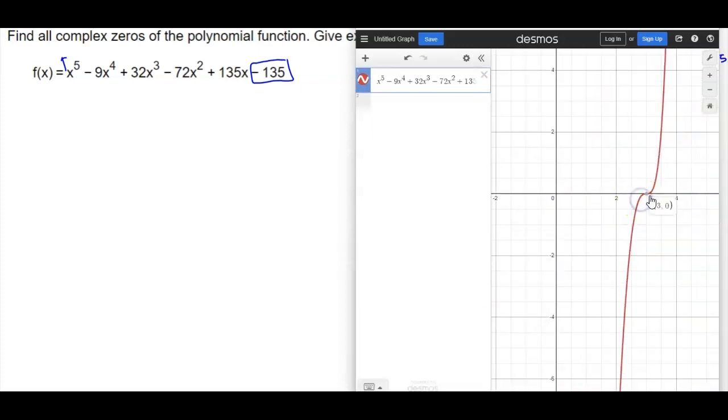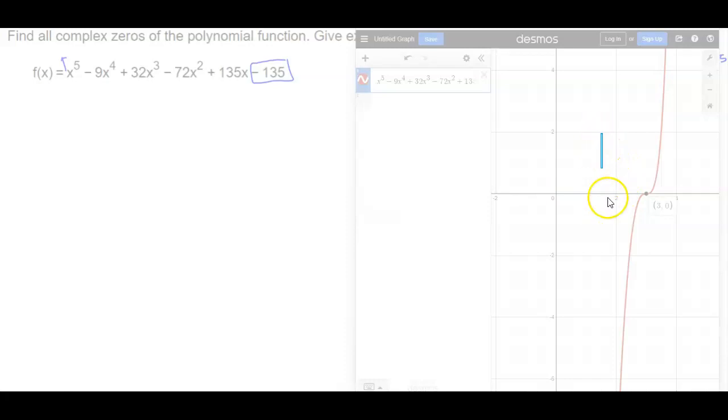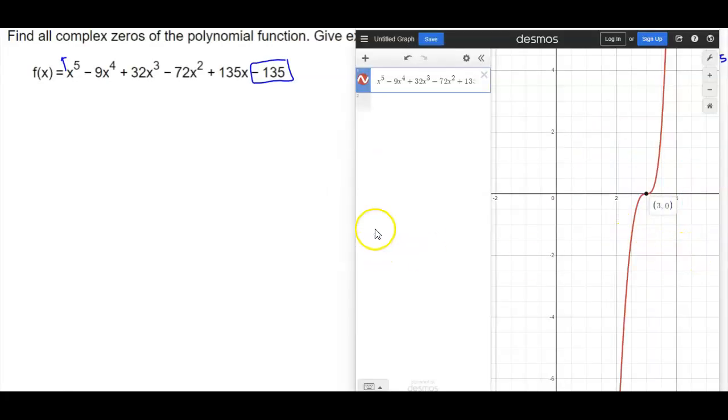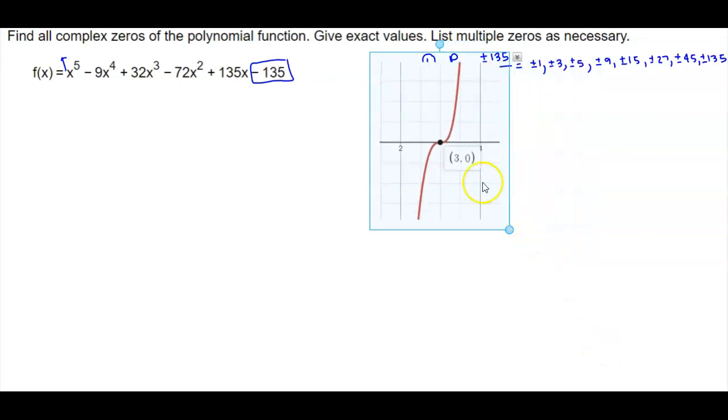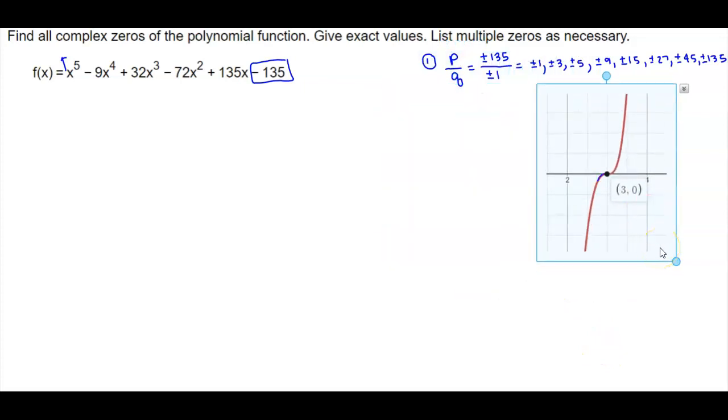So what's happening here? Well, if you notice, when you have this type of graph, and we're going to talk about this, this tells us that we have a multiplicity. Because of the way the graph looks, this is telling you that you have a multiplicity of 3, and that is a 0. So we can see that 3 is a 0. So let's determine that first. So we're going to check that.